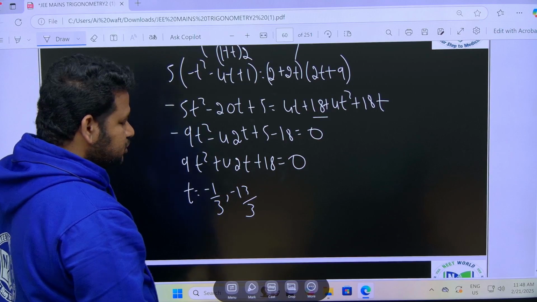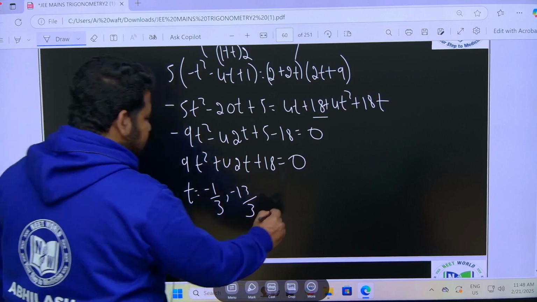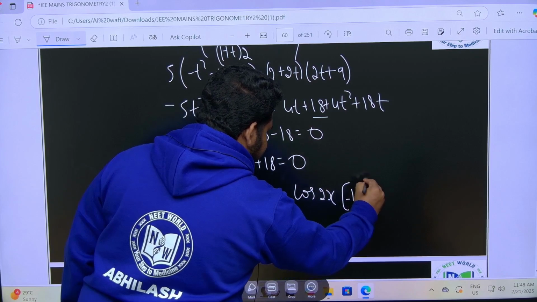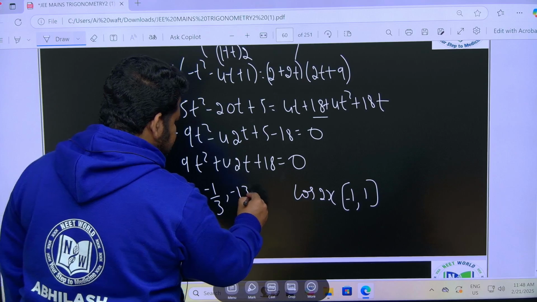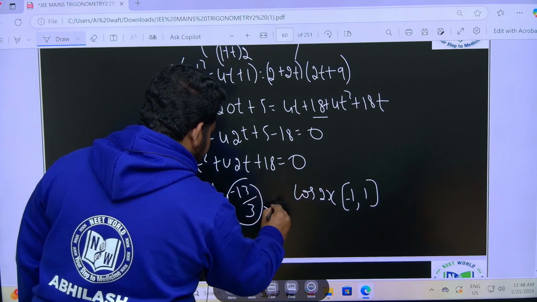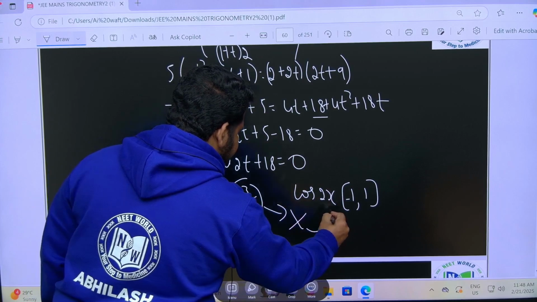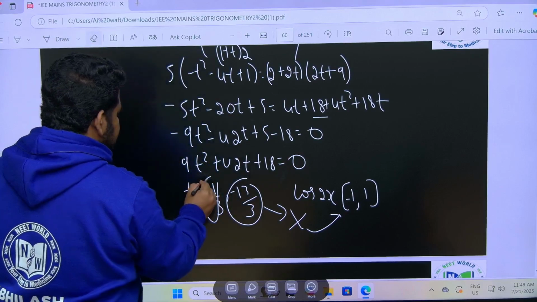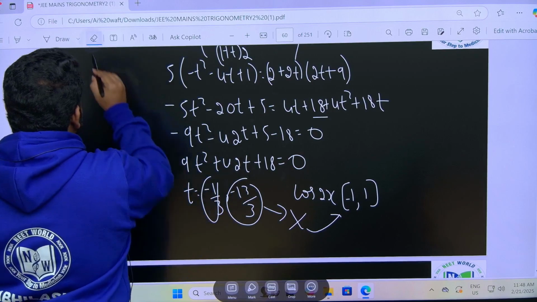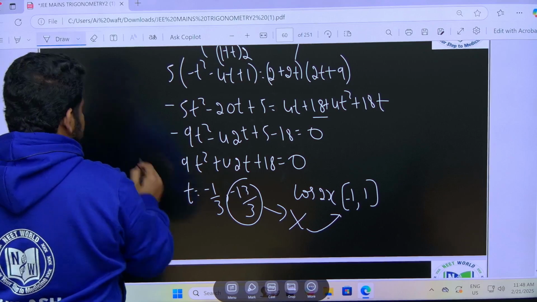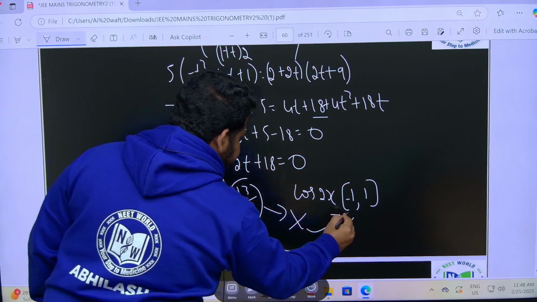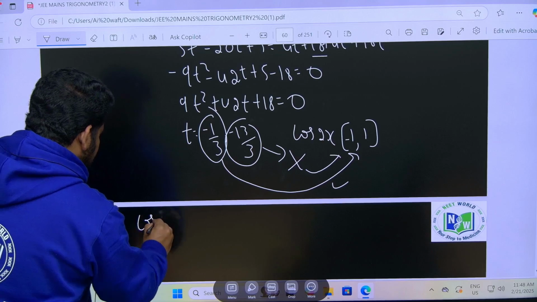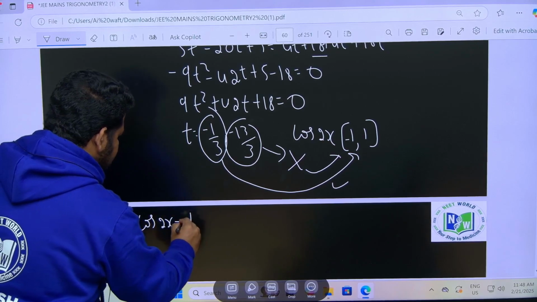Cos 2x. Cos 2x will range from what? The range of cos 2x is minus 1 comma plus 1. So this is minus 13 by 3, which is going out of this range. So this value you cannot take, because it is out of this range. But what about this value? This value is within the range. So this value I should take. So cos 2x is equal to minus 1 by 3.